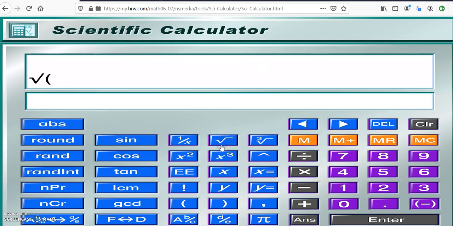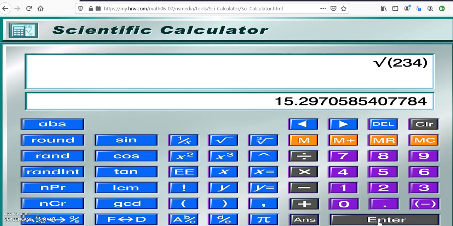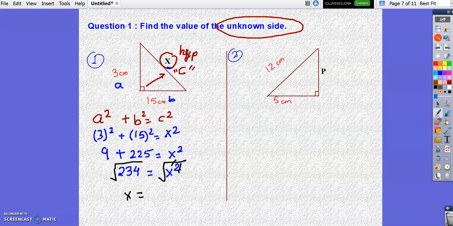Okay, let's write over here. This is 234. Alright, I've done this and I will close the parentheses and press enter. What's the answer? 15.29. Okay, so I will go back to my flip chart and write x is 15.29. So that's your answer. Alright, awesome. Now go ahead and copy this solution in your binder. I will wait for a few minutes.